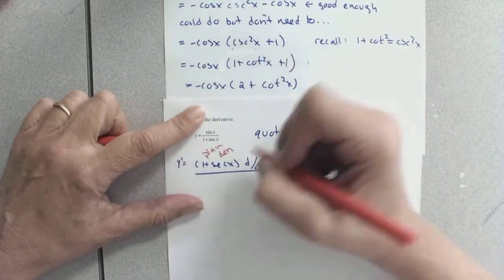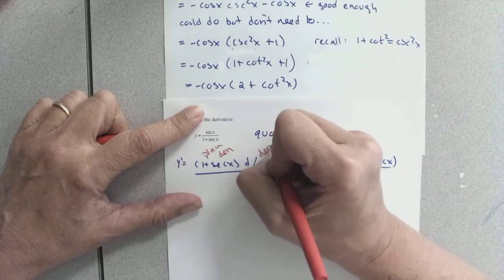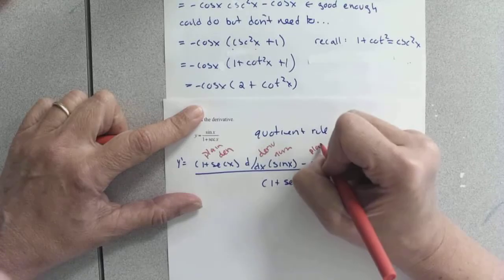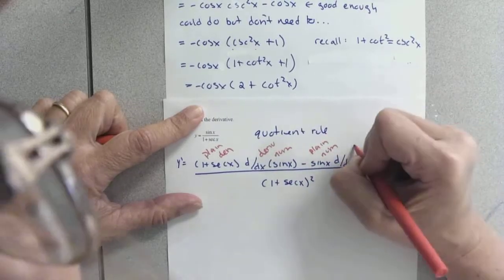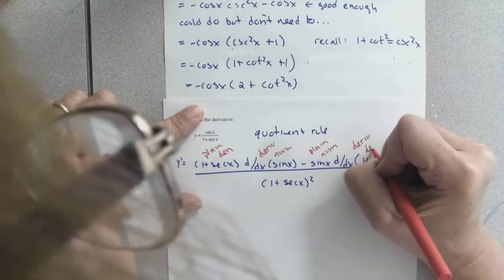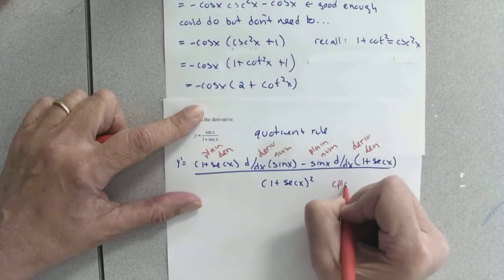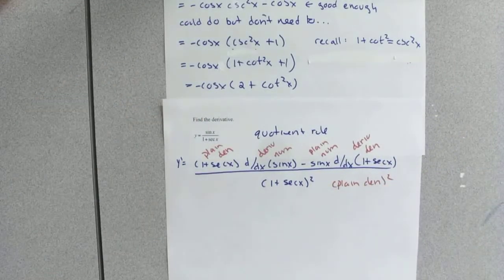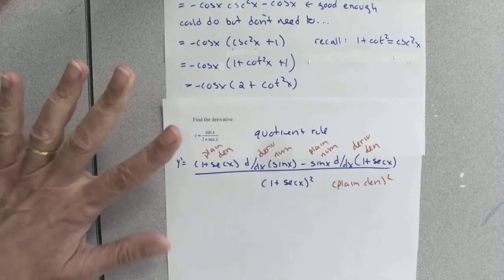Plain denominator, DEN denominator, derivative numerator, NUM numerator, plain numerator, derivative denominator, plain denominator squared. And you do not have to show that step.